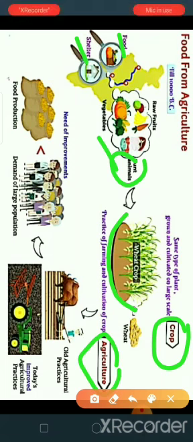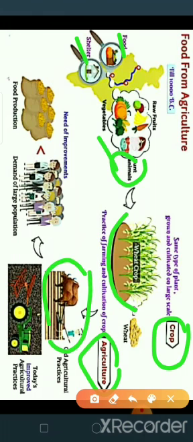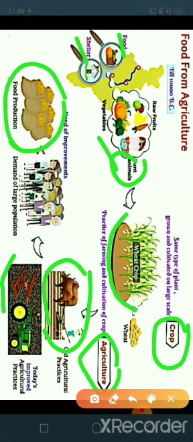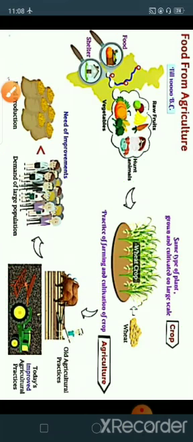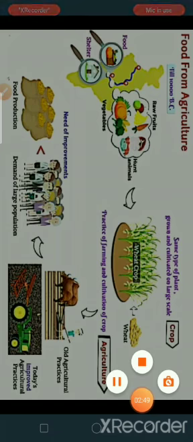As compared to age-old practices, today the agricultural practices are much more improved by using different implements, but the food that is produced is insufficient to meet the demand of the large population. So, it still needs some improvement.